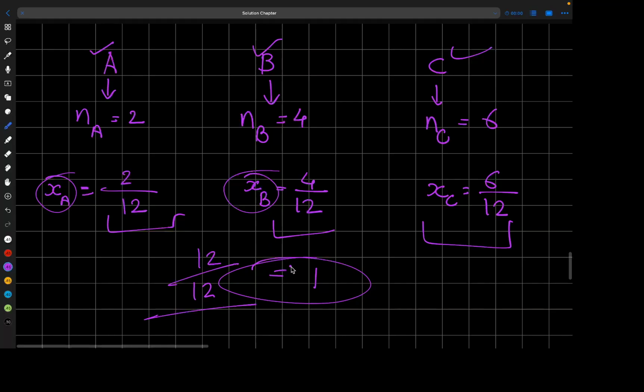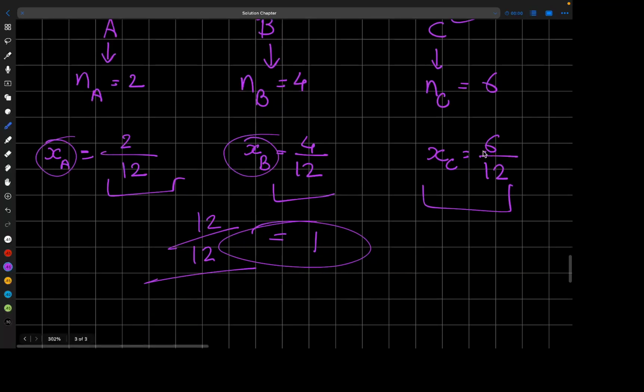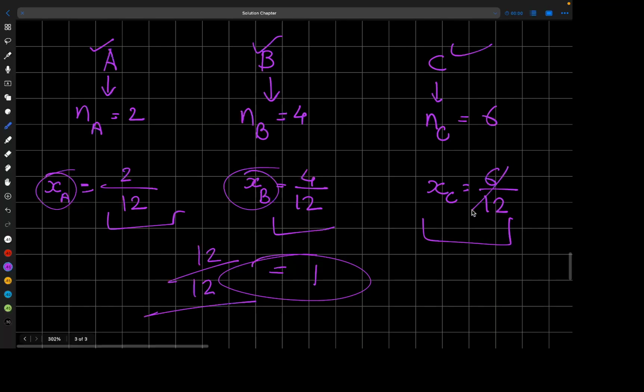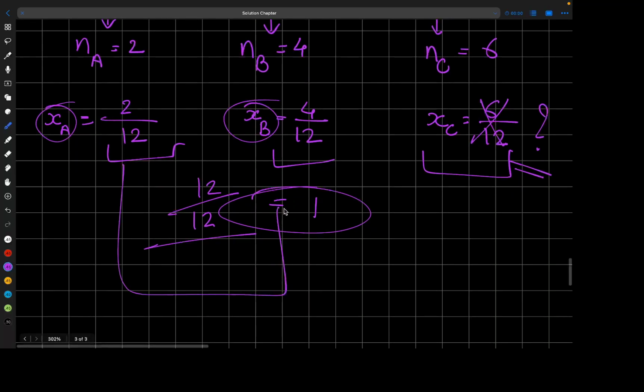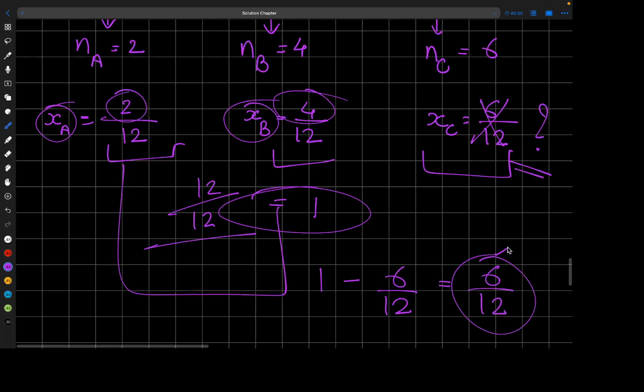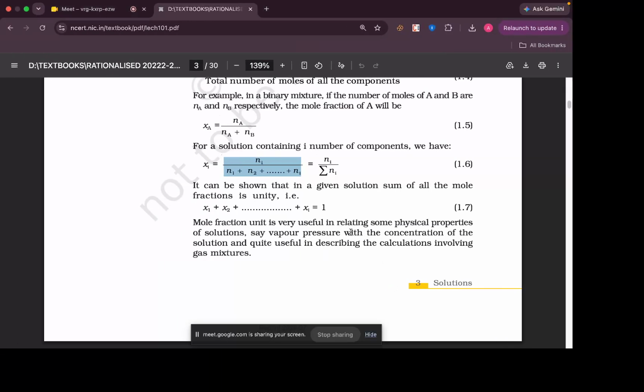You will say, sir, where will this be used? It will be used, let's say, when Xc is not given and they ask you to find it. What will you do? You will add these two and subtract from 1: 1 minus 6 by 12. 4 plus 2 is 6, so 6 by 12, and 1 minus 6 by 12 is 6 by 12. So this is my answer for the mole fraction of C. Such questions can be asked, though not so simple. Obviously these are the basic fundamentals. If these are clear, then only you will be able to solve.